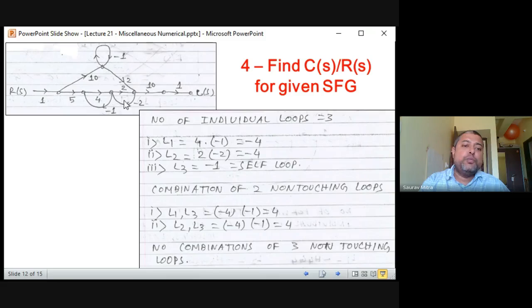And why are this loop and this loop non-touching? Somebody will say, sir, there is a link between the two, it is touching. It is not. What is the definition of a non-touching loop? If they are not sharing a node. So this 1 and 2 is touching because this node is common for loop 1 and loop 2. So you cannot say that 1 and 2 are non-touching loops. They are actually touching because they are sharing a common node.